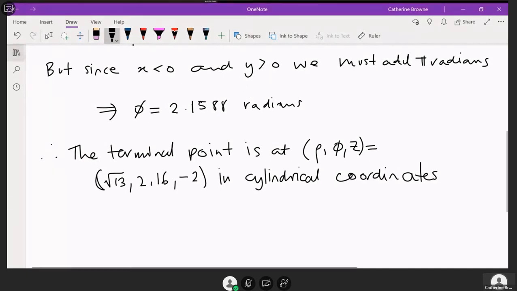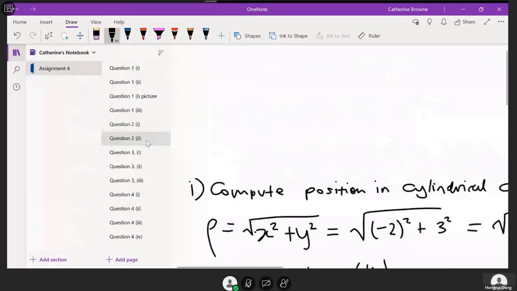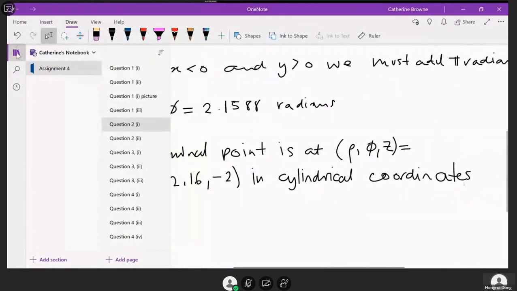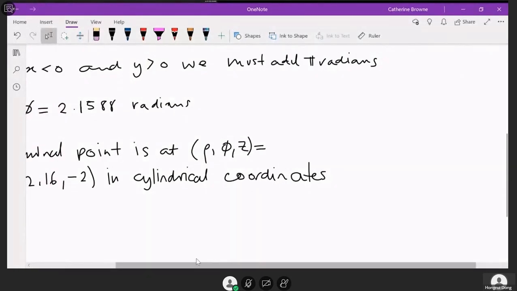Cool. So we're going to go on. Can you just explain why theta is not equal to the minus 0.983?